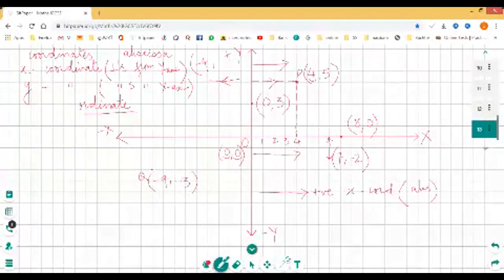So guys, let's sum up everything. This is a Cartesian plane. We can also call it the XY plane, or the rectangular plane, with rectangular axes. Every point can be described by its two coordinates, the x coordinate and the y coordinate. The x coordinate is the distance this way or this way. The y coordinate is the distance this way or this way.